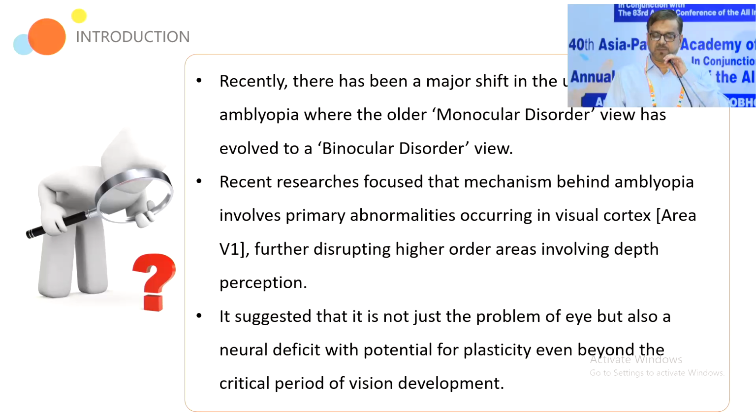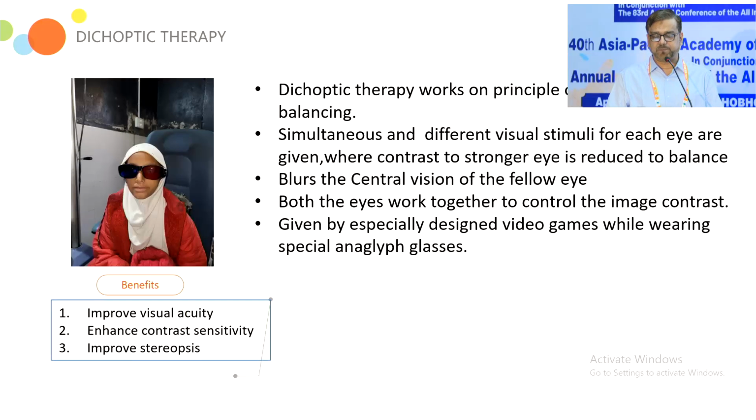Recently, there has been a major shift in the understanding of amblyopia, where the older monocular disorder view has evolved to be a binocular disorder view. Recent researchers find that the mechanism behind amblyopia involves a primary abnormality occurring in the visual cortex area V1, further disrupting the higher order areas involving depth perception. It suggests that it is not just a problem of the eye, but also a neural deficit with potential for plasticity even beyond the critical period of visual development.